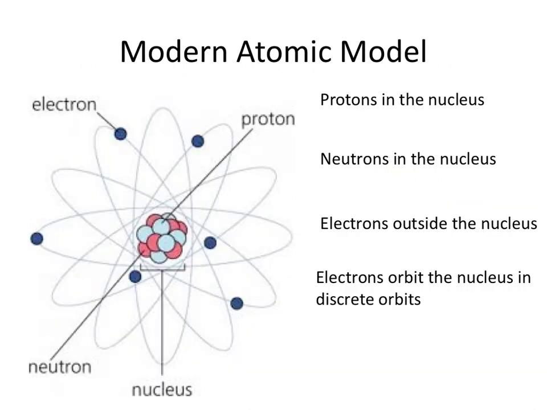The modern atomic model is going to match up pretty closely with what we saw in Chadwick's model. You're going to have protons and neutrons in the nucleus, and electrons on the outside of the nucleus orbiting around in discrete pathways. Now, we'll talk more about this later, but the pathways that these electrons orbit in are not actually circular or elliptical. They have various, very unique shapes, and we're going to study that in great detail. But for right now, we'll just diagram it in a similar manner to what we saw with Chadwick.